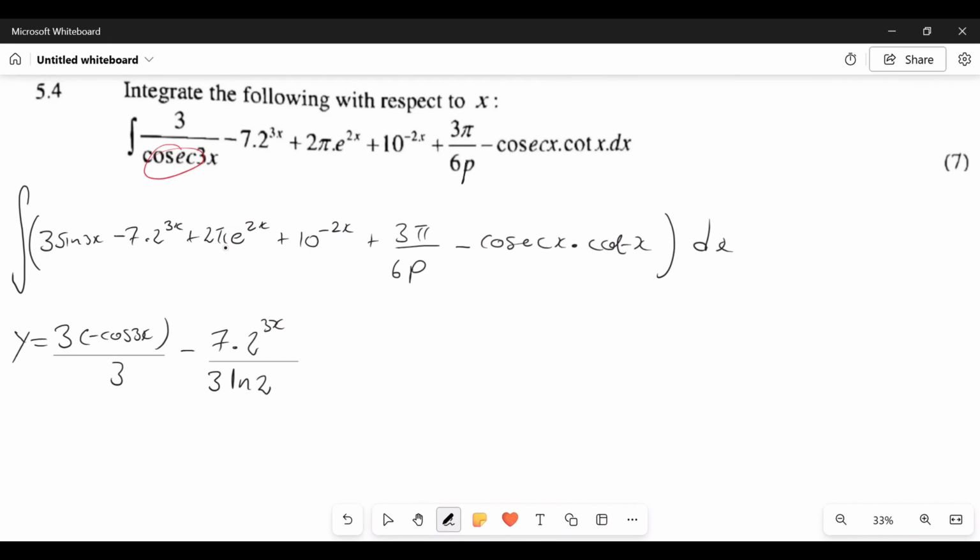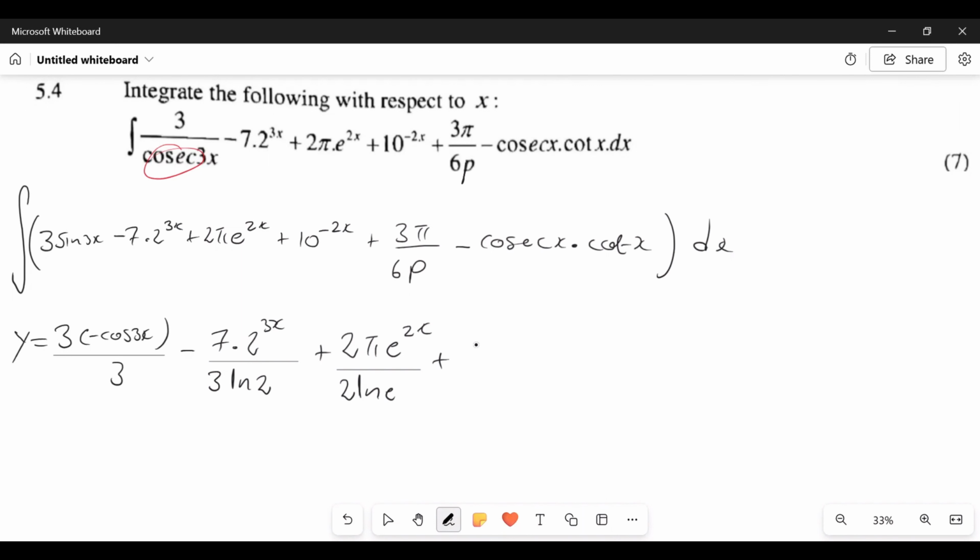And then the third term, we have 2 pi e to the power of 2x. Since x is our exponent, this becomes exponential. So we have 2 pi e to the power of 2x, but we have to divide by 2, the coefficient of x, and then multiply by ln e. There we go.